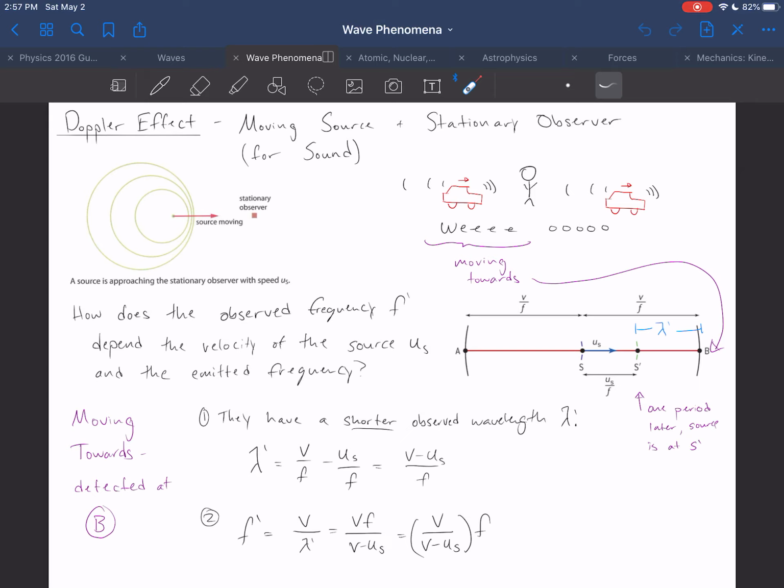Notice that if the velocity of the source increases, then f prime gets progressively larger because u_s is getting closer to v. Special things happen when the velocity of the source gets bigger than the velocity of the wave in the medium. You get what's called a sonic boom, and we will discuss that at a later point. But for now, this is the fundamental relationship for a moving source and stationary observer, for moving towards B.